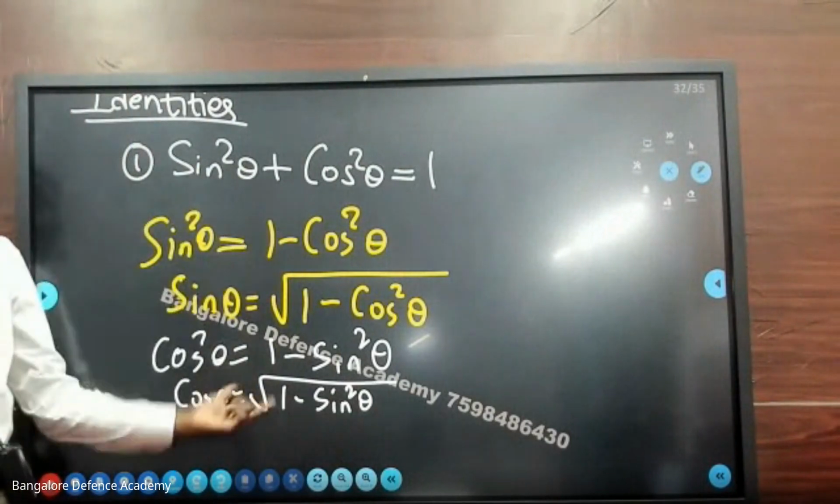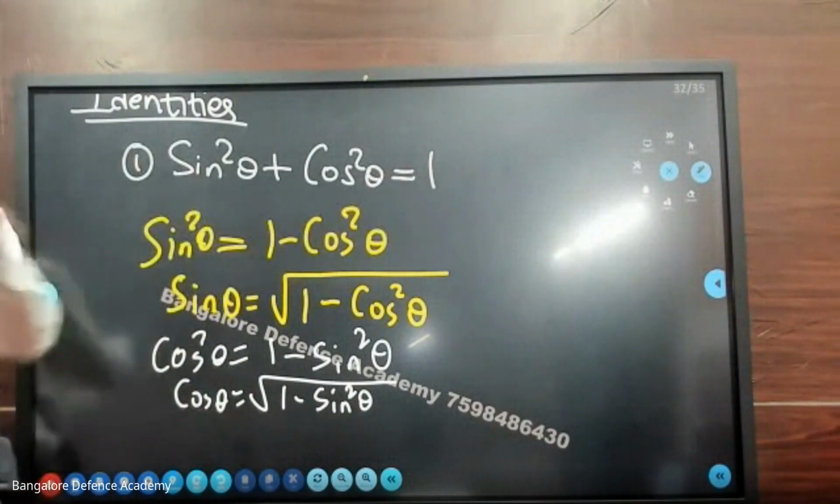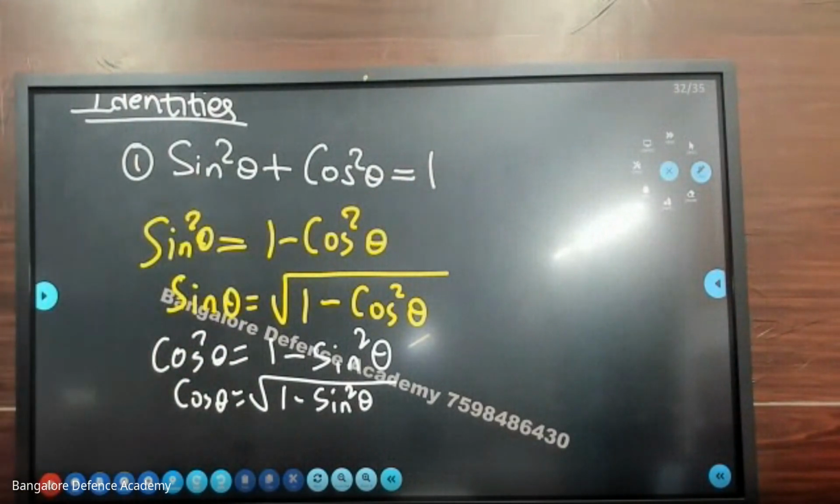I did this 4. I want the other 2 identities to be written in this way in your notebook. Start doing it quick. Start doing it quick.